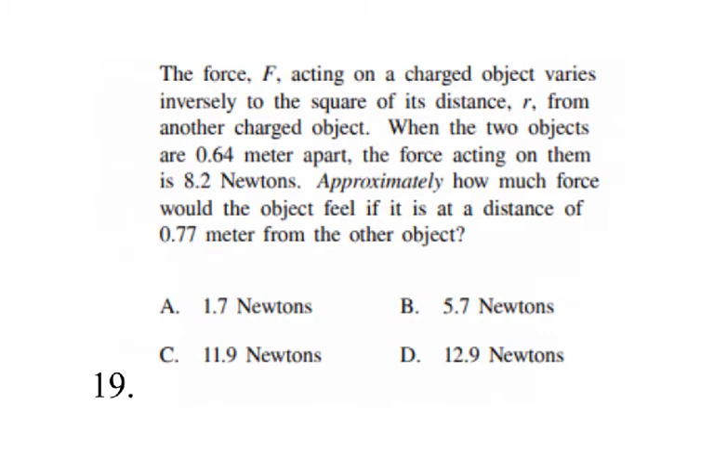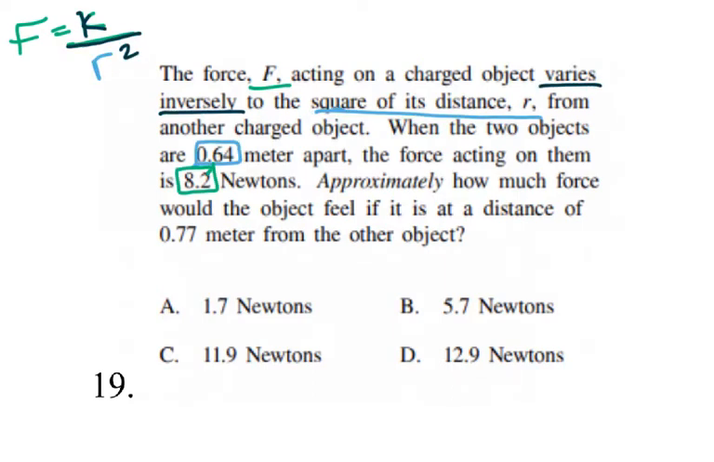Okay, this is another released EOC problem. I'm going to let you pause the video and read it carefully, really quickly. Alright, so the first sentence is going to help us set up the formula. The force, that's the first one you come to, acting on an object varies inversely, so it equals K, but we're going to divide because we're talking about inversely, by the square of its distance, R, so R squared. I'm going to change these colors to make it a little easier to see.